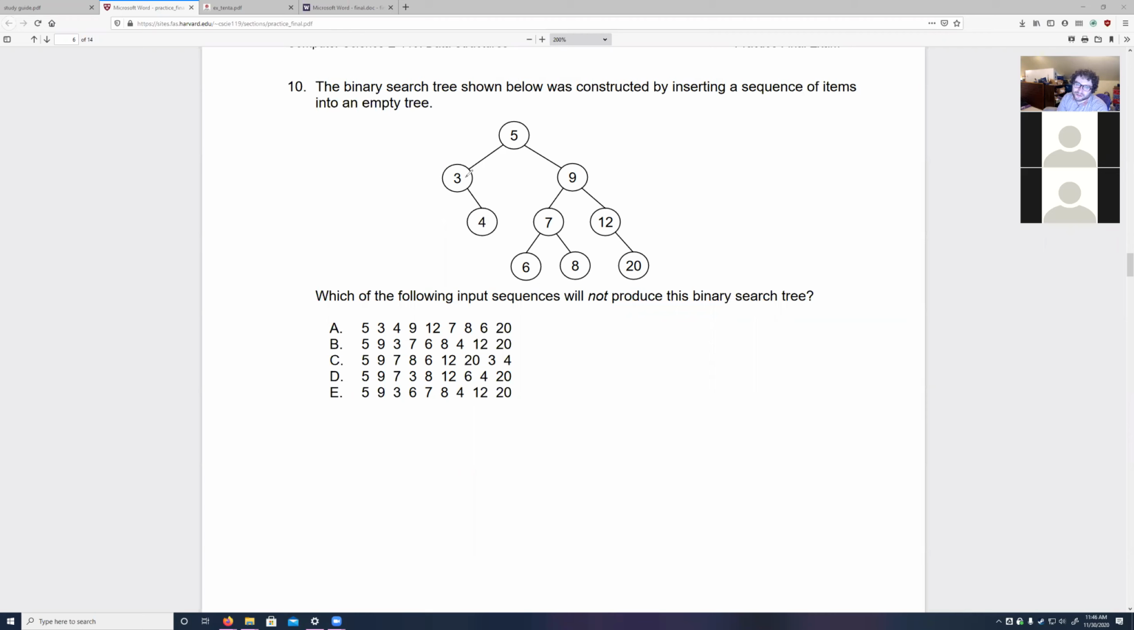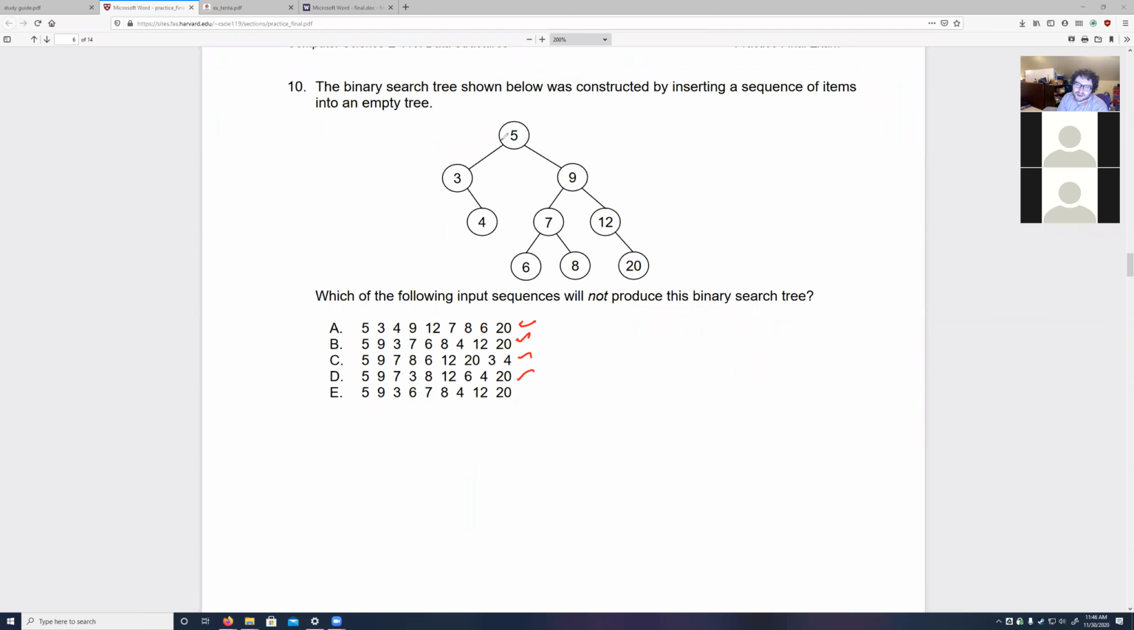5, 9, 3, 7, then 6, then 8, then 4. We added 3, then 4, so that would work. Then 12, we added 9 before that, and then 20. 5, 9, 7, 8, 6, 12, 20, 3, 4. So that one works. 5, 9, 7, 3, 8, 12, 6, 4, 20.